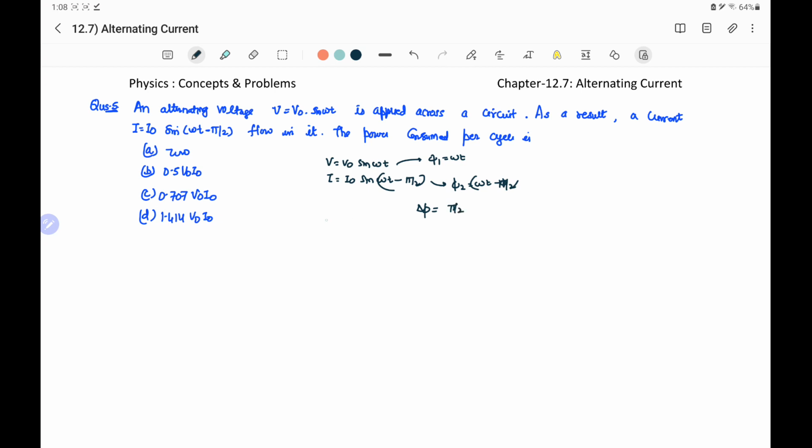So using the formula which we have already discussed, average power of the circuit is RMS value of voltage into RMS value of current into the power factor cos phi. And because phi is pi by 2, this power factor cos pi by 2 will be 0. So we can say average power is 0. So option A is the correct option.